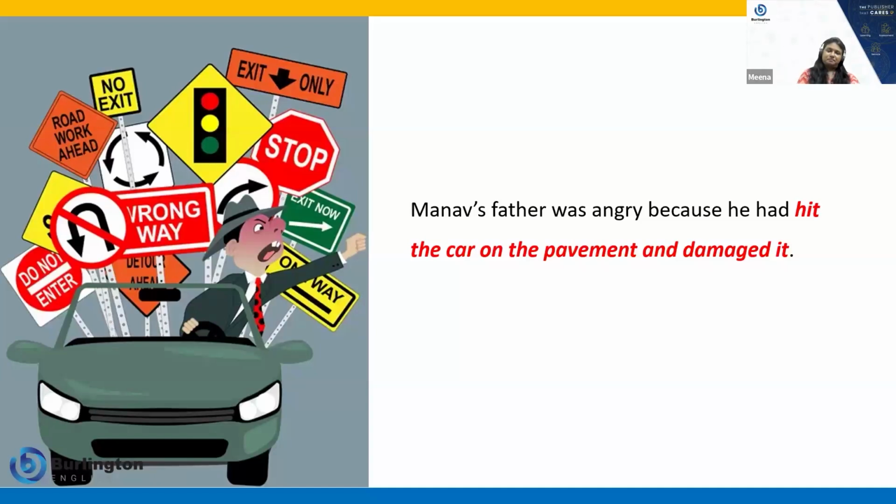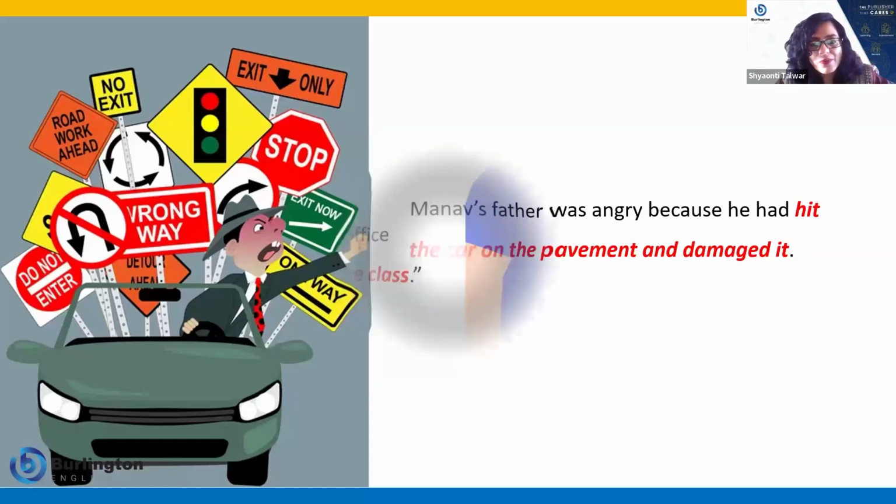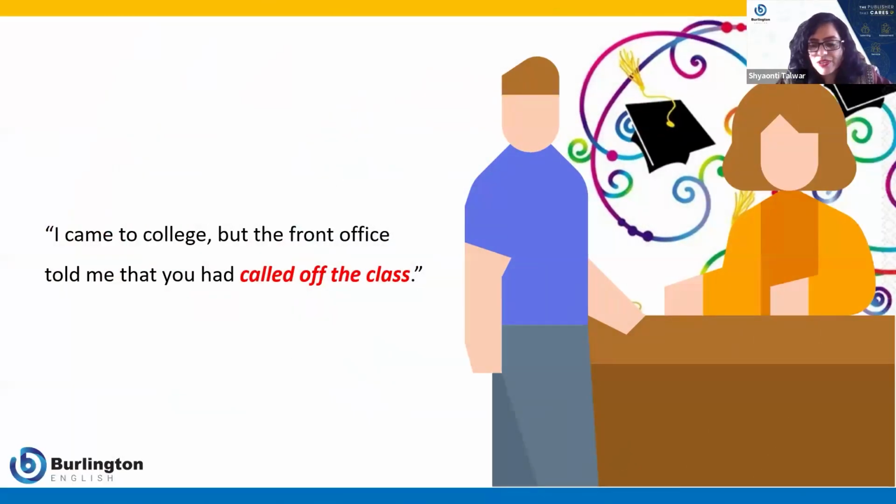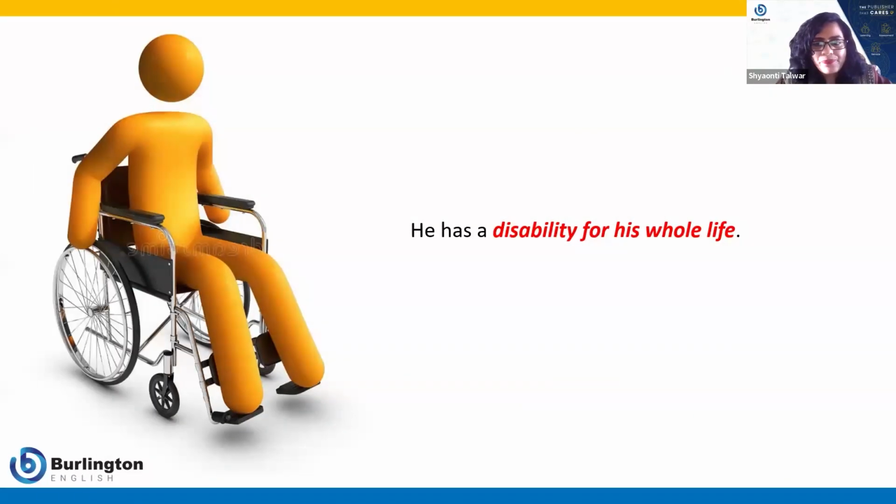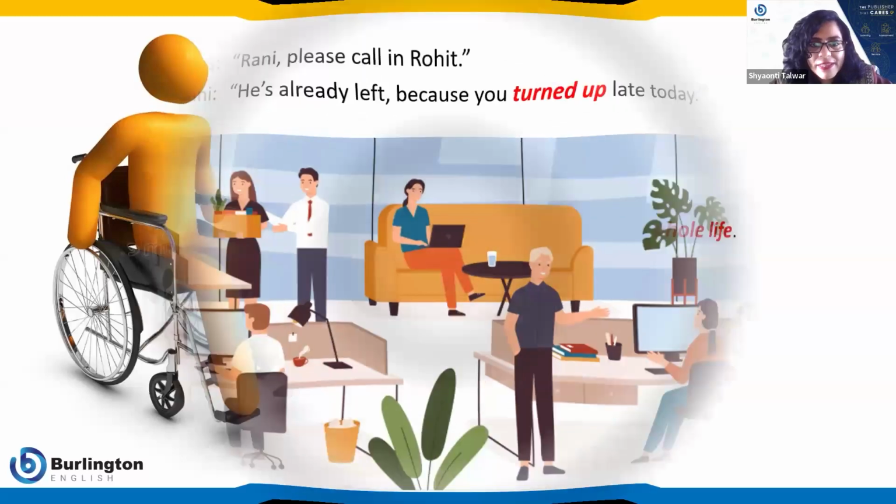Collided, damaged, no, those are not collocations. He had crashed the car. That's it. So, car crash, we talk about. So this is what is meant when we are talking about collocation. Now, I'm going to go to some others. If you look at this example, he has a disability for his whole life. Instead of that, you just say he has a permanent disability. That is easier. You put permanent here, you remove all these 4 words, right?